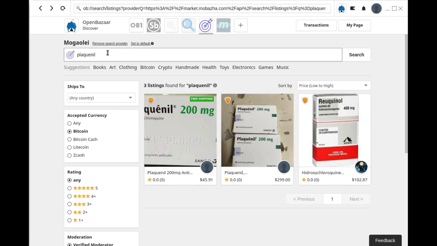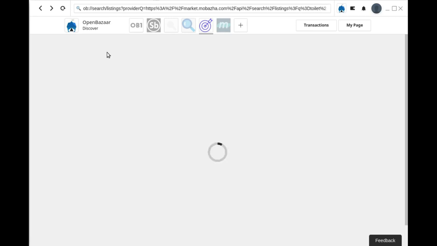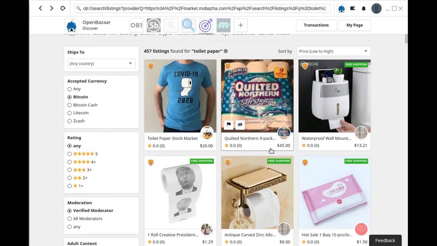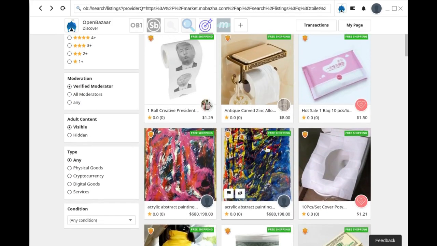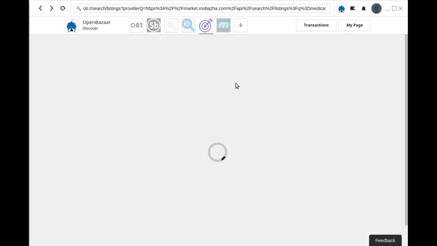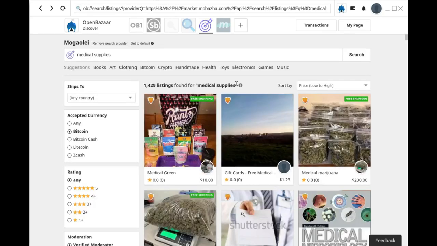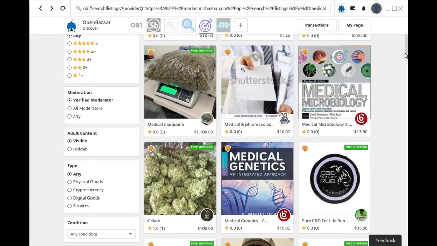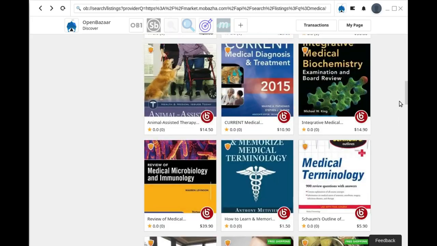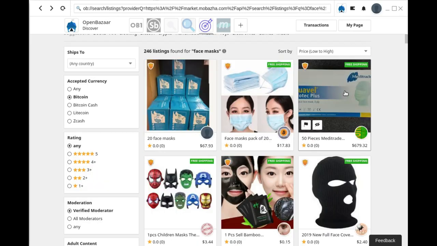All right, now let's check toilet paper. Yep, plenty of toilet paper. No problem there. All right, let's look up medical supplies. Okay, well, that's a different kind of medical supply than I anticipated, but I guess that could be useful during the coronavirus as well.